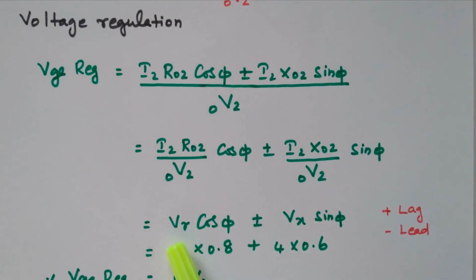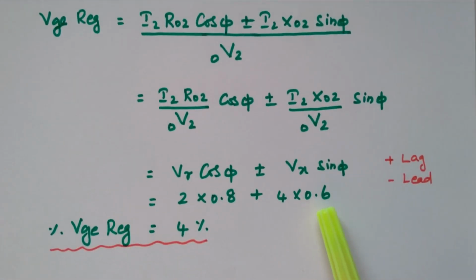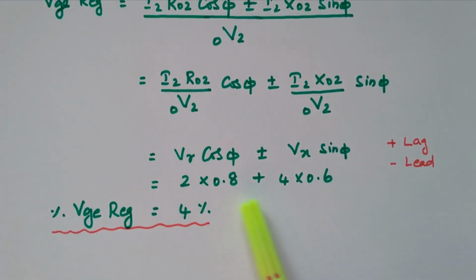So the resistance drop is 2 into 0.8, cos phi is 0.8, plus for lagging. Vx, the reactance drop, is 4, and the sin phi value is 0.6. By simplifying this we got 4%. The voltage regulation for the given problem is 4%. Now we will go to the second problem.